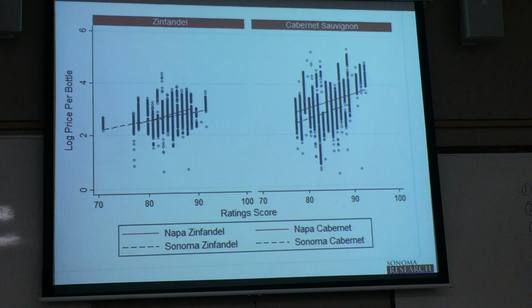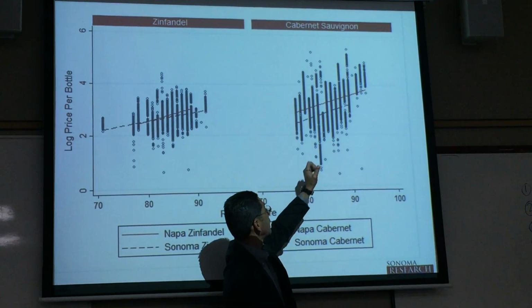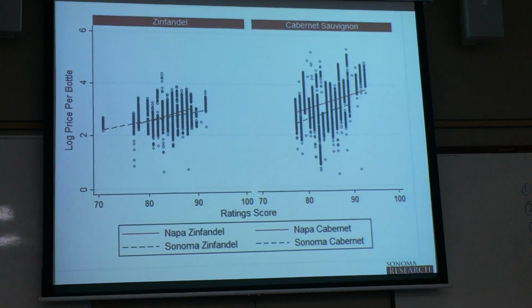So what we need to do to figure out that Napa premium, we're going to look at two things. One, we're going to look at the slopes, and two, we're going to look at the vertical distance. And essentially, this is like a forecast, right? We're going to forecast log price at a specific ranking. One for Napa, one for Sonoma, and then we're just going to take the difference. We're going to subtract one from the other. That difference is going to be our Napa premium, if it exists. Clearly there's a Napa premium for Cab. Not so much for Zin. Any questions?